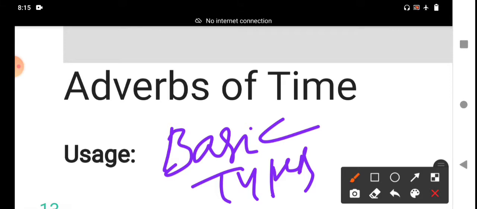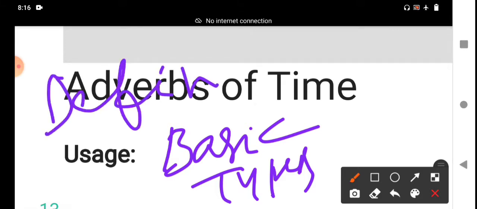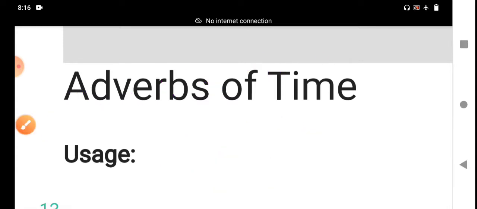Before discussing the basic types of adverbs, or kinds of adverbs in English grammar, what is an adverb? First of all, we should all know the definition of the adverb. Please listen carefully, my dear students.